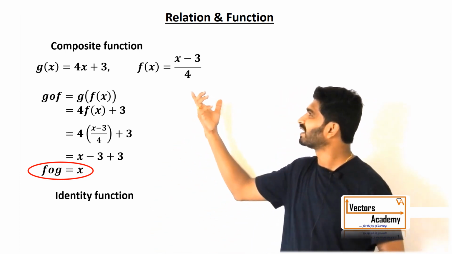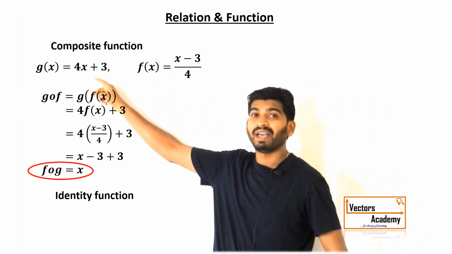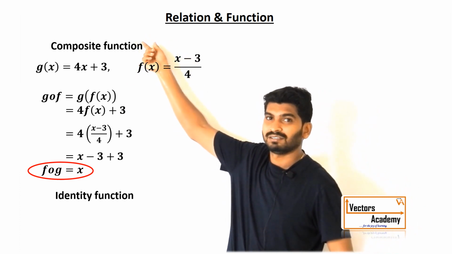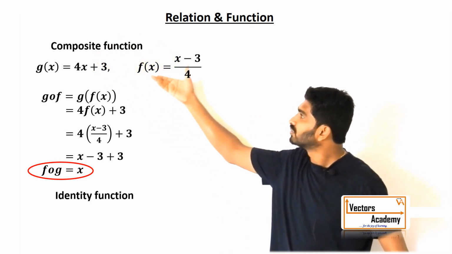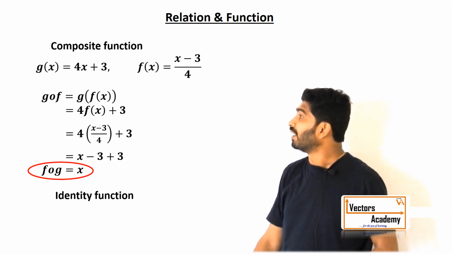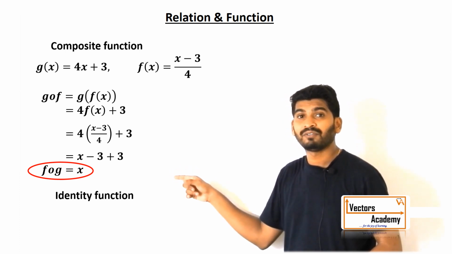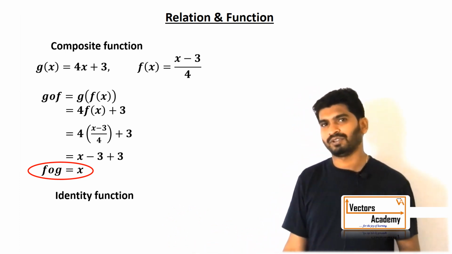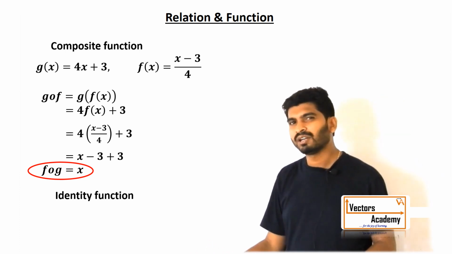We'll look at the second example, f(x) and g(x). This time you have to find g of f. Wherever you find x in the function g, I'll replace it by f(x). So this is how you solve. And finally, after solving, if you get the answer x, that function is called an identity function. So these are some basic things in this chapter which are to be remembered.